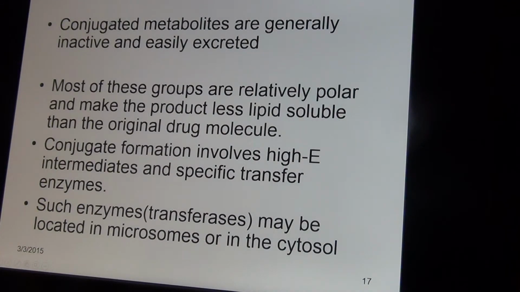So conjugated metabolites are generally inactive and easily excreted, and most of these groups are relatively polar and make the product less lipid soluble than the original drug molecule. So conjugate formation involves high energy intermediates and specific transfer enzymes. Okay, such enzymes may be located in the microsomes or in the cytosol.